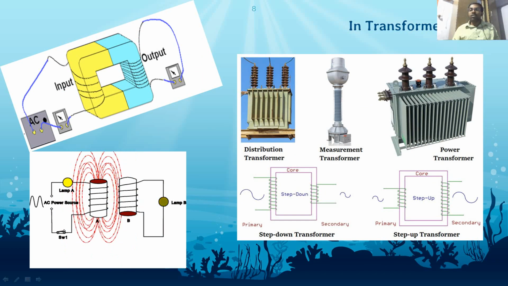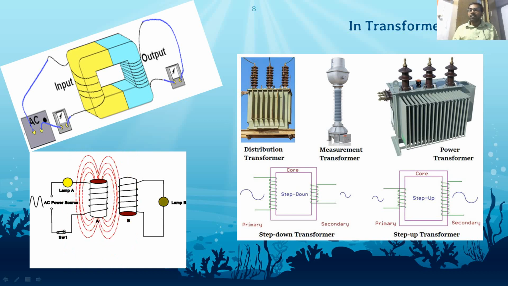On the transformer side, transformers are of various types. The distribution transformer is used on the distribution side. Measurement transformers, like the current transformer and potential transformer, measure the current and voltage in 11 kV, 66 kV and 132 kV lines, in substations. The power transformer is used in power generating stations. In all these cases the transformer is used, and it uses AC voltage or AC current.